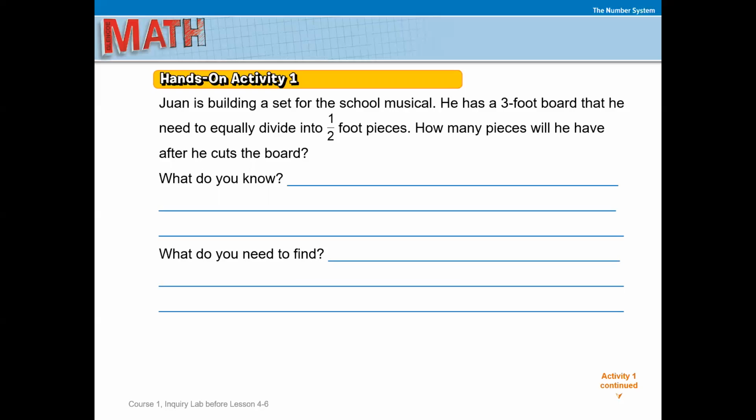Remember, we want to read our word problems about 3 times every time. So the first time I read it, it's just for the gist. The second time I'm reading it, I'm looking for what are the numbers comparing. So what do I know? I know that he has a 3-foot board that he needs to equally divide into 1/2 foot pieces. What do I need to find? I need to find how many pieces will he have after he cuts the board.